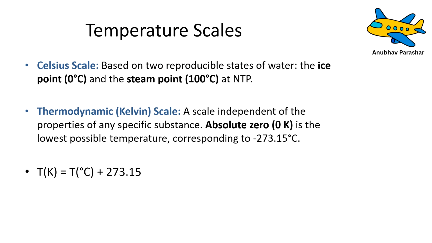Now, let us have a quick look at the temperature scales that we are going to use in thermodynamics. I'm not going to discuss too much on this topic. There are two temperature scales that we will be dealing with in thermodynamics. One is the Celsius scale and one is the Kelvin scale. The Kelvin scale is also known as the absolute scale. Whenever we are writing down the thermodynamic equations, it is in the Kelvin scale. And the relationship between the Kelvin scale and the Celsius scale is Kelvin equals Celsius plus 273.15.